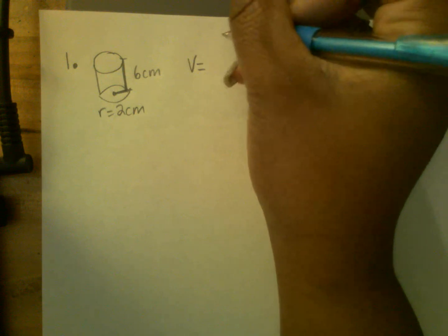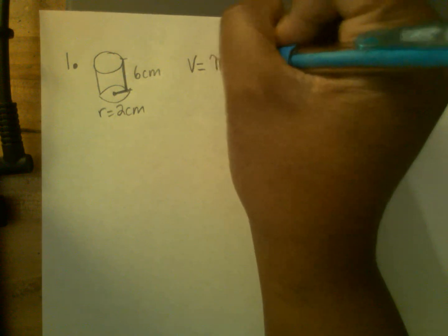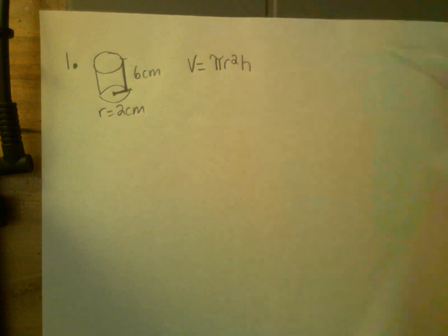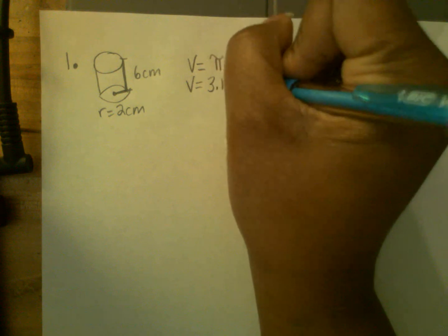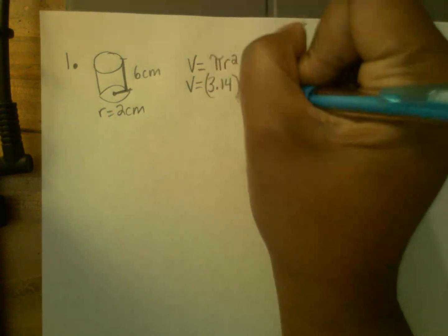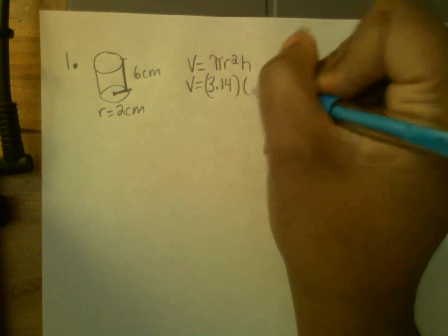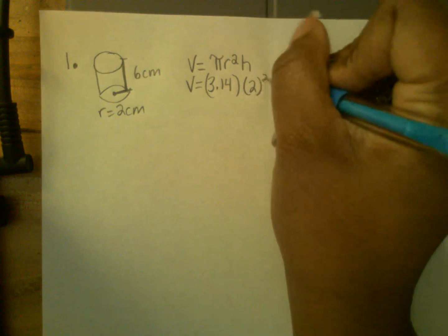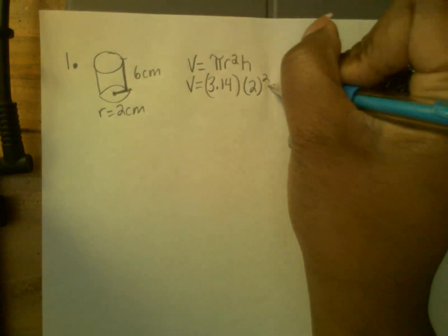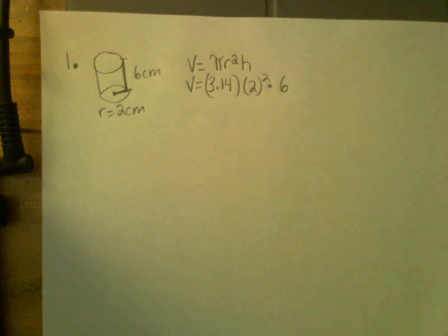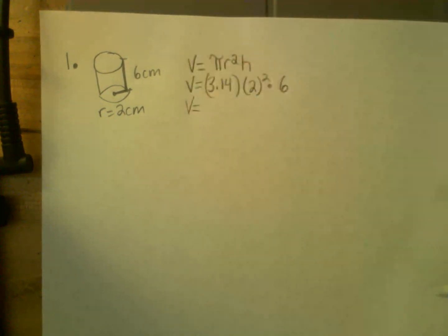The formula is going to be pi r squared times the height. Remember, pi is going to be about 3.14. And you're going to multiply it times the radius, which is 2. So that's 2 squared. And times the height, which is 6. So we're going to type this in and see what we get as the volume of the cylinder.